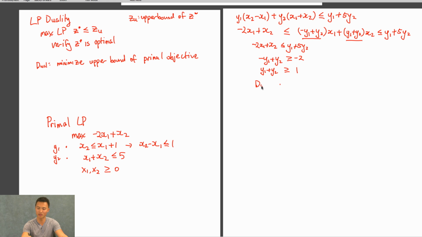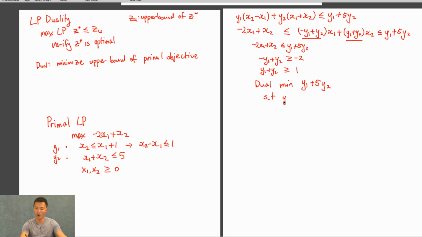Let's write my dual LP. So my dual is going to be minimizing the upper bound we have, right? We're going to minimize this upper bound, y1 plus 5y2, and we're going to have constraints. The two constraints that we have are these, because these two constraints ensure that this intermediate expression is upper bounded by the upper bound we've defined here, and so it must also upper bound our objective value. That's how we ensure it, through these two constraints.